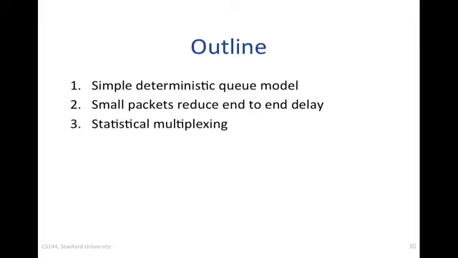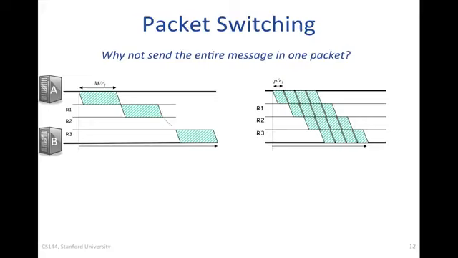Continuing with our theme of simple deterministic queue models, I want to explain why it is that small packets can reduce end-to-end delay. You may have been wondering why we can't simply send an entire message in one packet. Why is it that we have to break messages down into smaller packets? There's a very good reason for this, and I want to explain this in terms of the end-to-end delay.